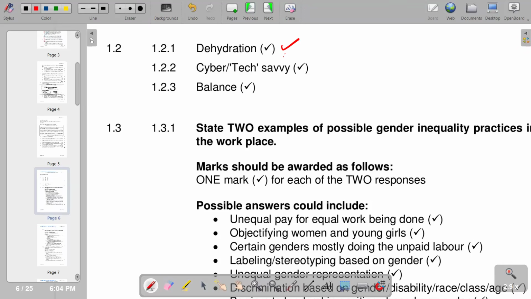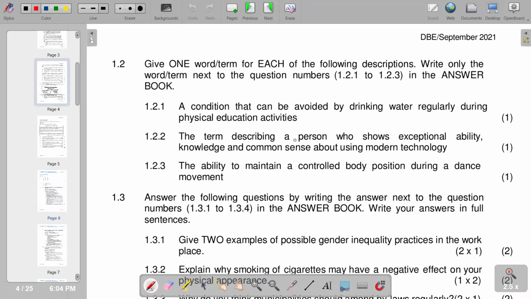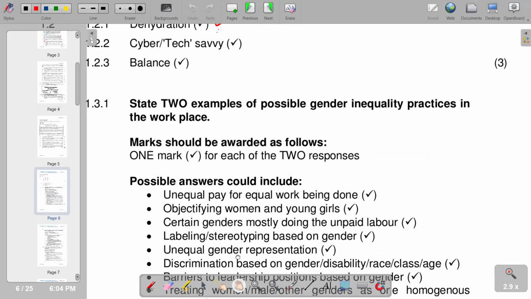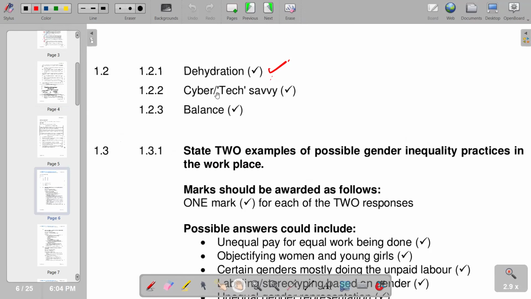So we have dehydration. And going to the second part, it is the term describing a person who shows exceptional ability, knowledge, and common sense about using modern technology is cyber savvy, or we can call it a tech savvy. So we have the correct spelling of that in our answer section is presented as follows, as we are having a cyber or tech savvy is indicated on 1.2.2.